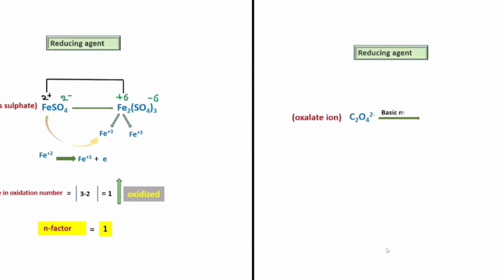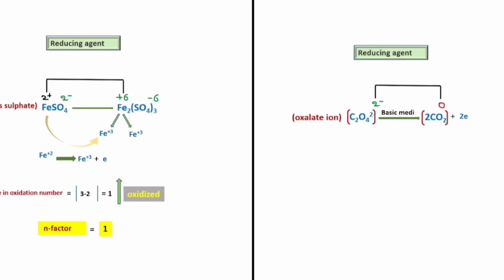Our next example is oxalate ion. Oxalate ion in basic medium loses electrons, oxidizing itself to produce carbon dioxide. The oxalate ion with -2 charge changes to neutral carbon dioxide with 0 or no charge. So the change in oxidation state is from -2 to 0.